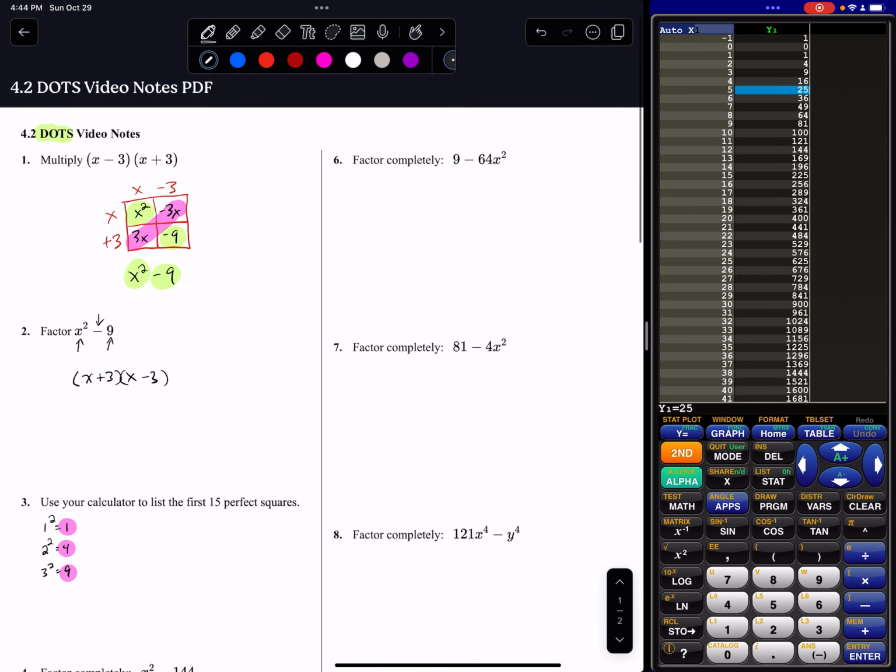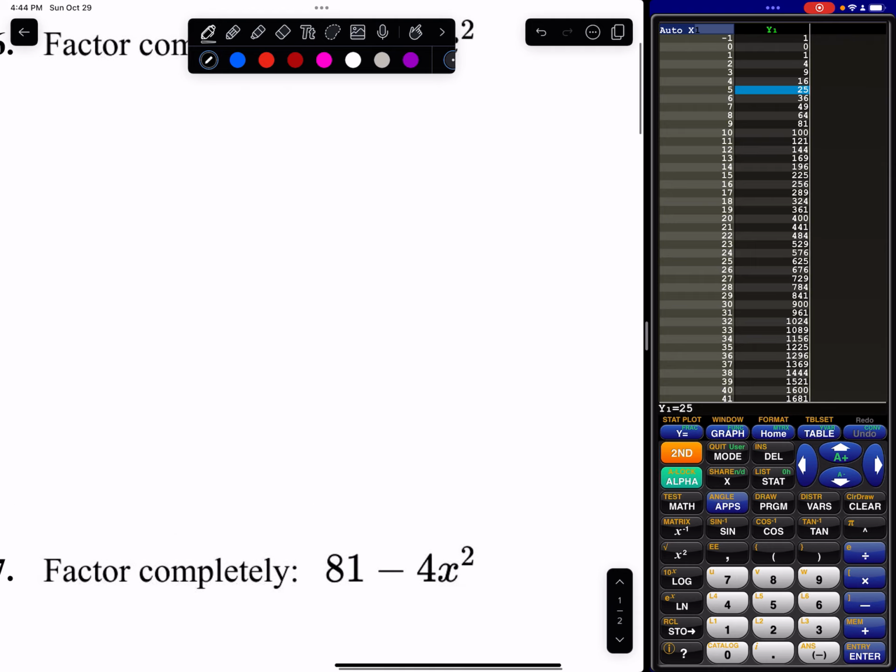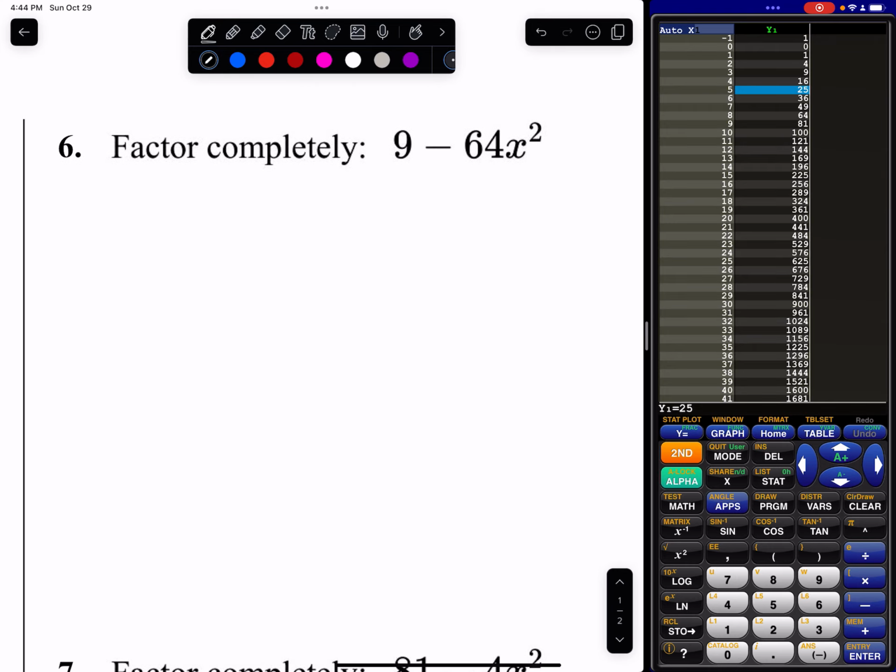Now, moving on to a couple more examples as they get a little bit more challenging. Things you need to be concerned about is making sure that you have the order correct. So if I look over on my calculator here, I've got 9 is a perfect square. The square root of 9 is 3. And if I go to 64, 64 is also a perfect square, right? Because 8 times 8 is 64.